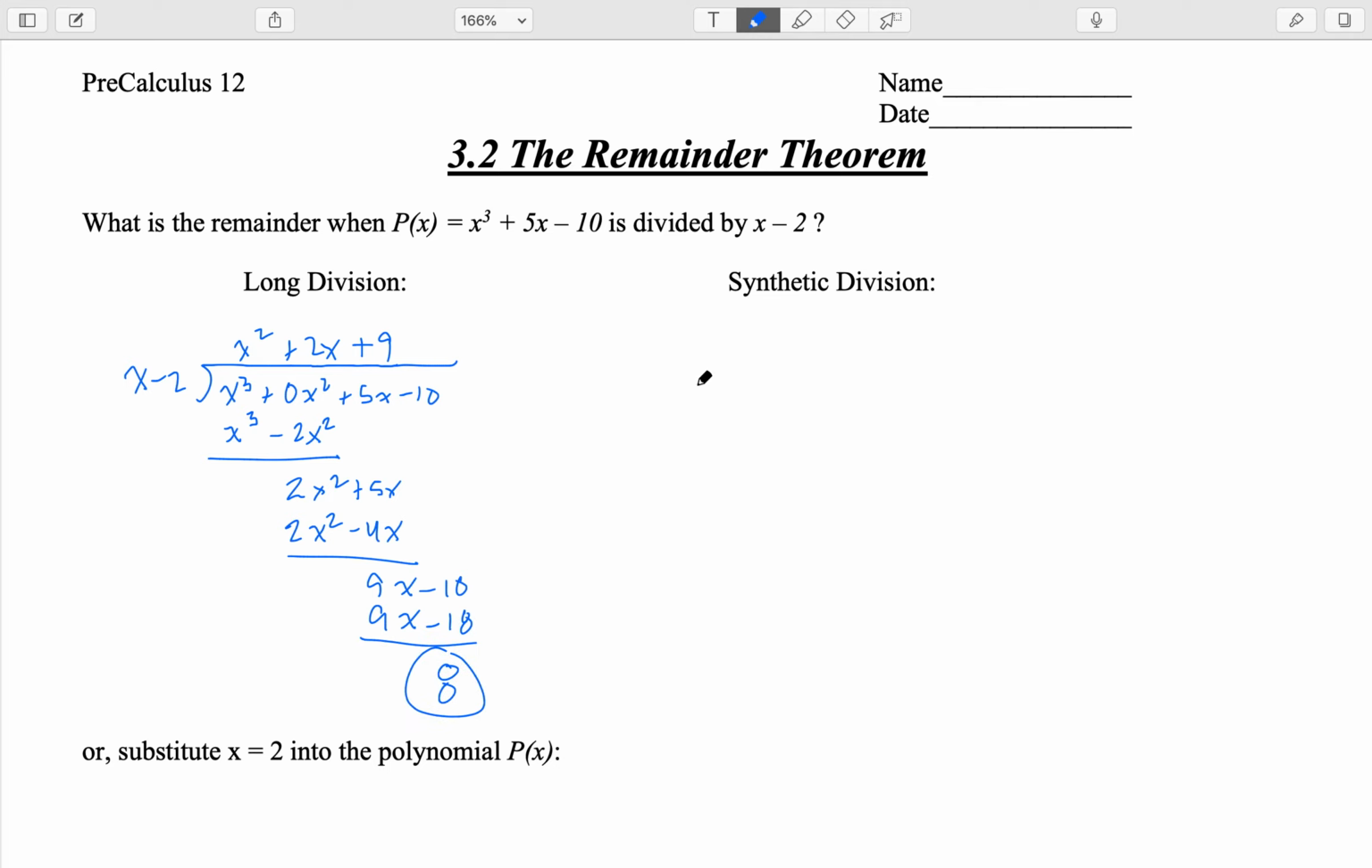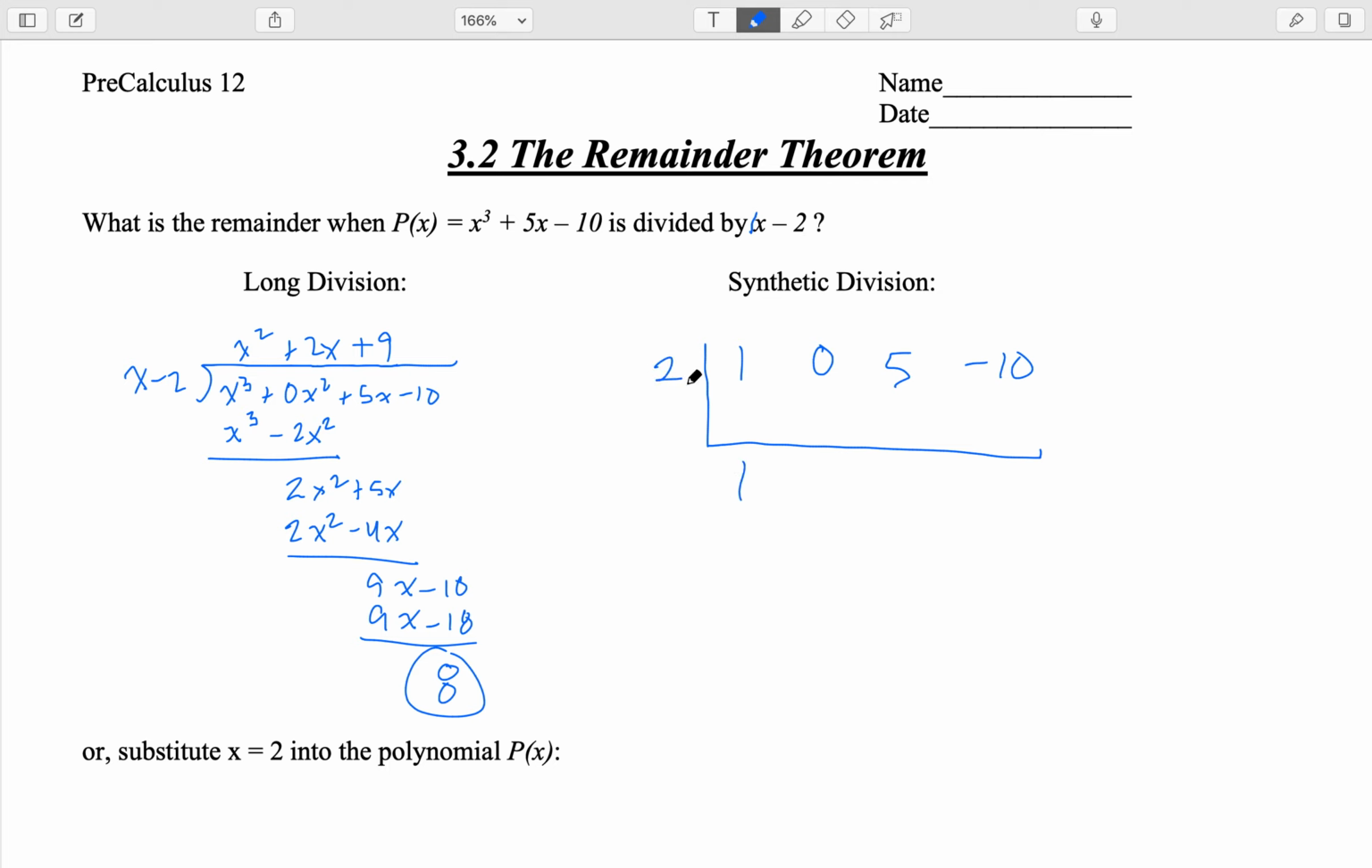And you're probably thinking, why didn't you just do synthetic division? You're right, synthetic division is faster because it's a 1, right? I can use synthetic division in this case. 1x cubed, 0x squared, 5x minus 10. So instead of putting a minus 2 out here, I'm going to put a positive 2. That way I can add.